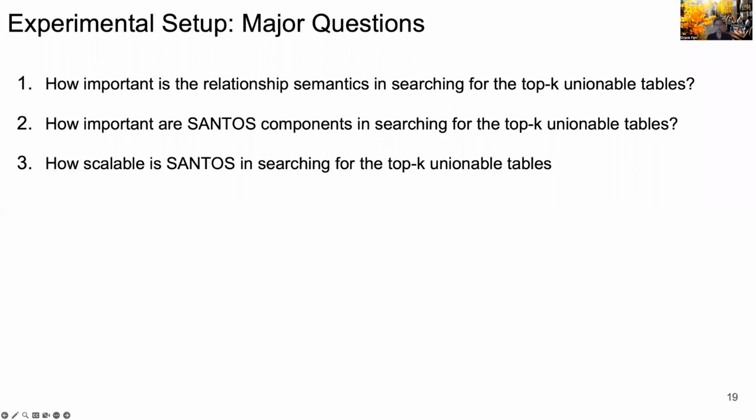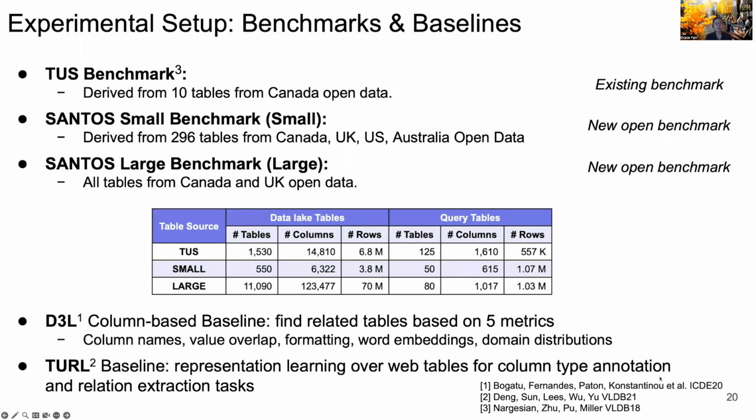Now that we have the methodology of SANTOS, we continue with our experiments in which we want to answer three major questions. First, we want to see how important it is to use the relationship semantics of tables rather than just using the column semantics like in previous works. Next, we want to see how important each of SANTOS's components is when searching for the top k tables. Specifically, we want to see how important it is to use an external knowledge base and a data-driven synthesized knowledge base to find the semantics of tables. And lastly, we want to see how scalable SANTOS is in searching for these tables in the context of data lakes. Next, we describe our setup.